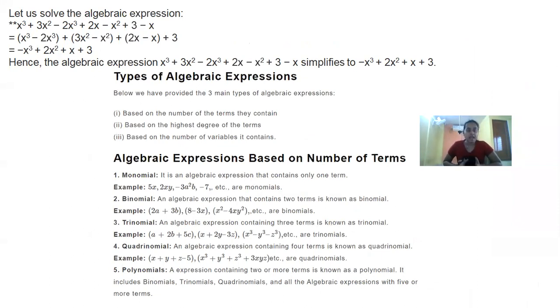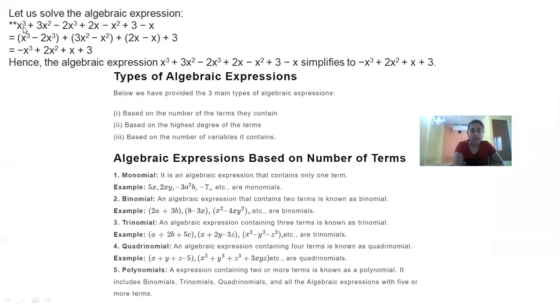Now let us solve the algebraic expression x cubed plus 3x square minus 2x cubed plus 2x minus x square plus 3 minus x. Here what you have to identify is the variable, which is x, because the only unknown term here is x. We do not have any other y or z in this expression. But along with that, we have different terms here. We have 1, 2, 3, 4, 5, 6, 7 terms here. Later we will know that this is called a polynomial.